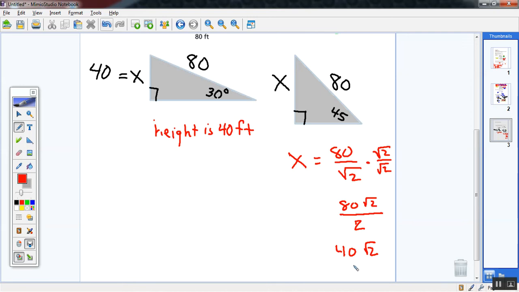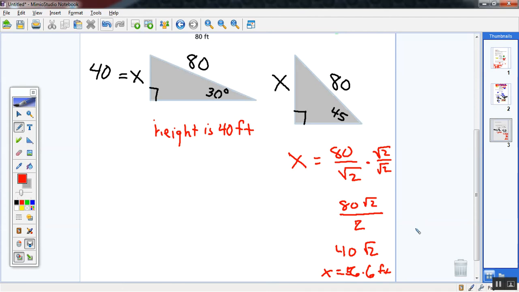Okay. What's 40 times square root of 2 equal? How many feet? 56.6 feet. Does it make sense that it's higher in the air on the 45-degree tipping angle than the 30-degree tipping angle? Yeah. So 56.6 feet. Very good. Kids, questions?